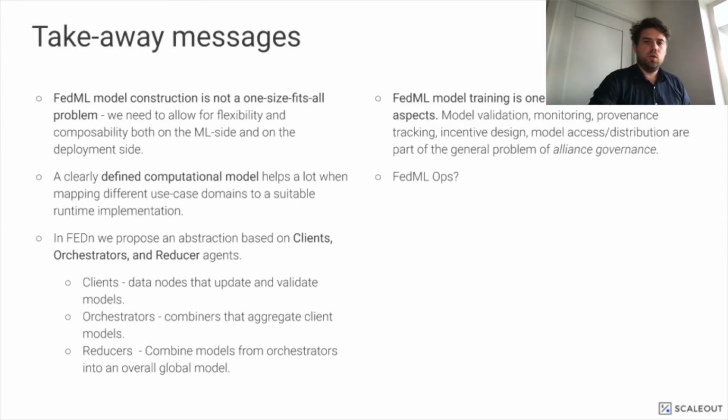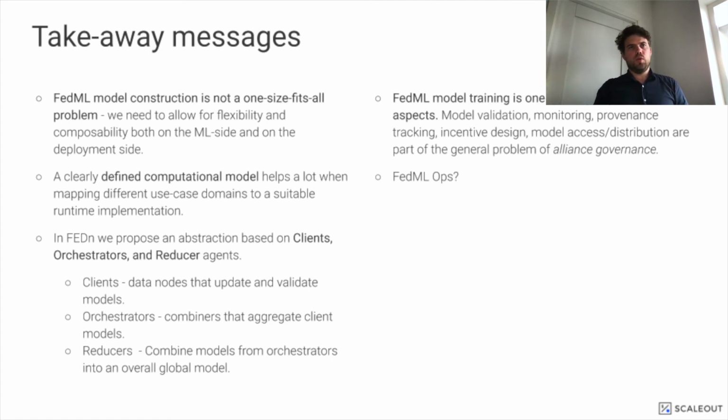So I'd like to summarize my talk with a few key takeaway messages. The first one is that federated learning or FedML model construction is not a one-size-fits-all type of problem. We believe it's important in our implementation to allow for flexibility, both with respect to the model framework that we use, but also how we implement algorithms and also on the deployment side, how we can deploy our framework in different levels and different tiers. Here we find that a well-defined computational model helps a lot when we're trying to map different use cases and different use case domains to suitable runtime implementations.